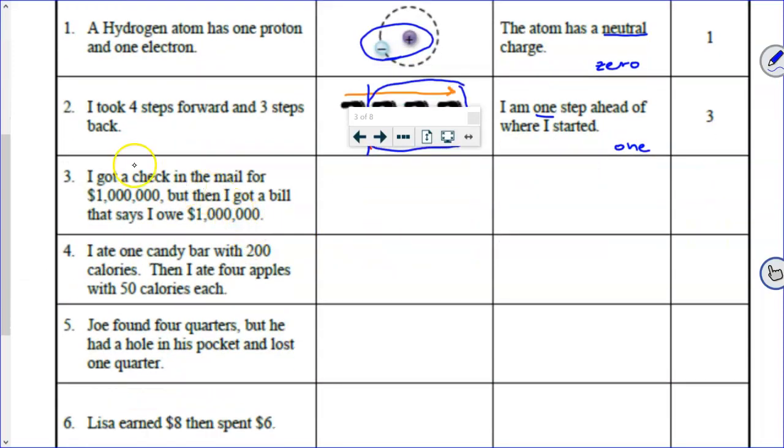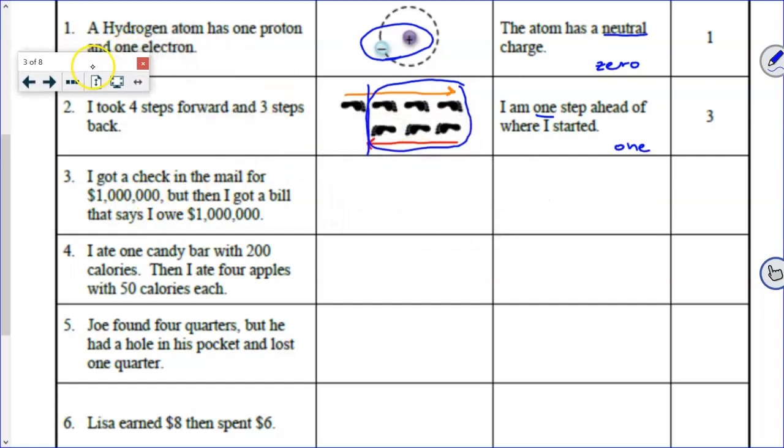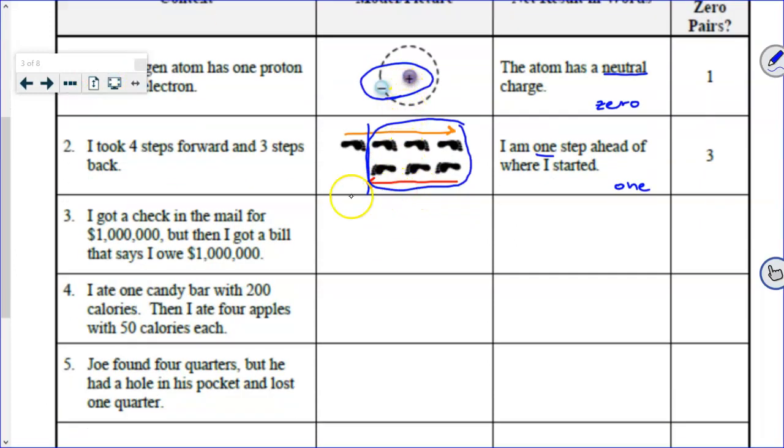Now, this one, probably figure out a different way so that you're not drawing 1 million things. Think about how you can make that nice and simple, but I do want you to draw some sort of a model or a picture. I got a check in the mail for $1 million, but then I got a bill that says I owe $1 million. So work with your groups on that, figure out how you can draw that picture. Just do just this one so I can buzz around the room, make sure we understand, and then we'll come back together. I am going to pause this recording while they work.